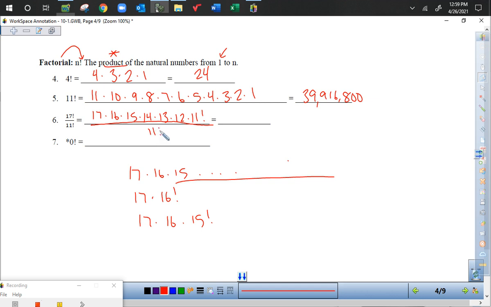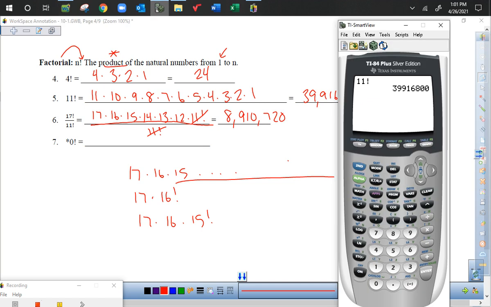Has another 11 factorial, and then those cancel out. So now all we have to put in our calculator is that 17, 16, 15, 14, 13, 12 to get 8,910,720.